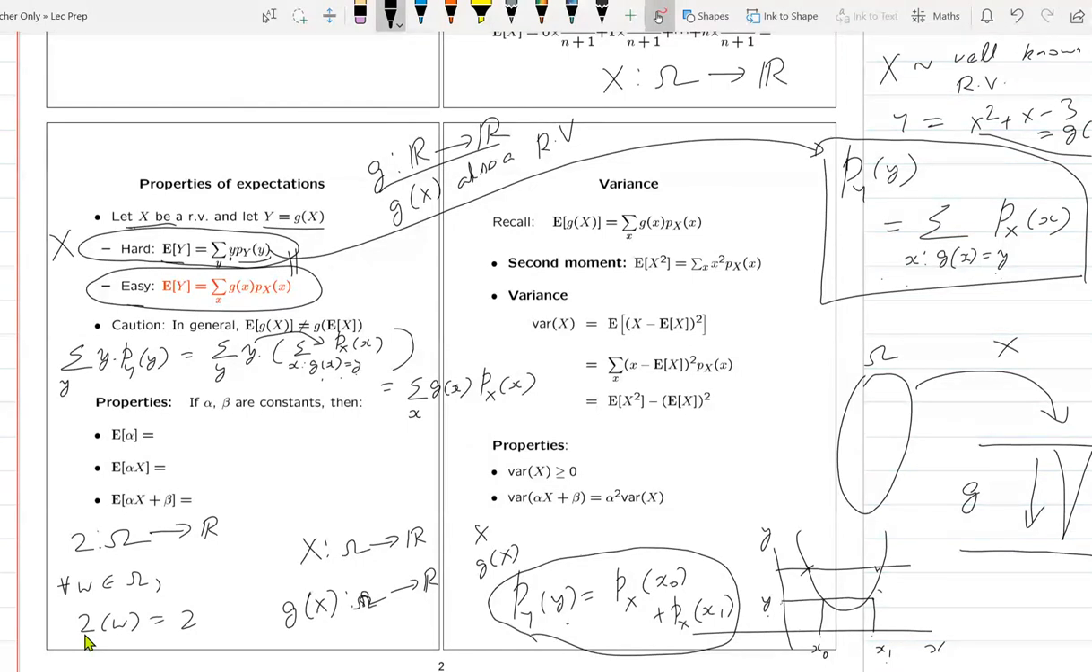So if you take a constant alpha, a real number alpha, you can think of the real number alpha as a function which maps all your sample space into the real number alpha. And that's what we mean by a constant random variable alpha. Is that fine?